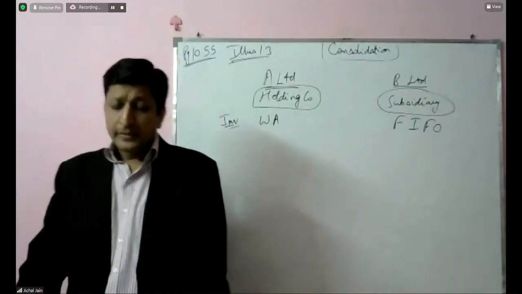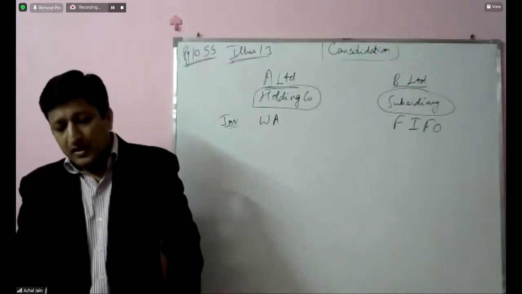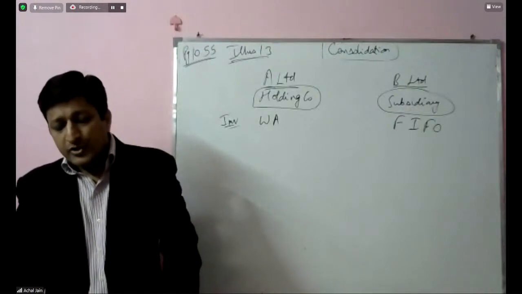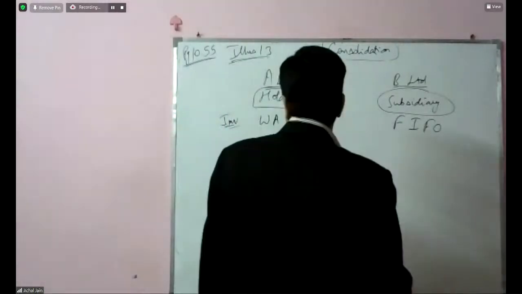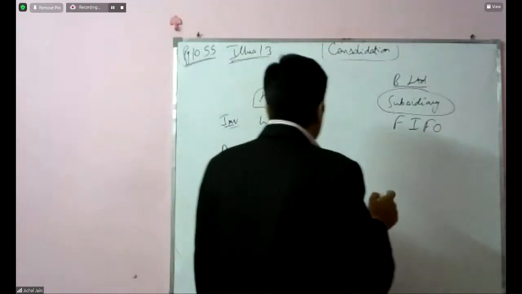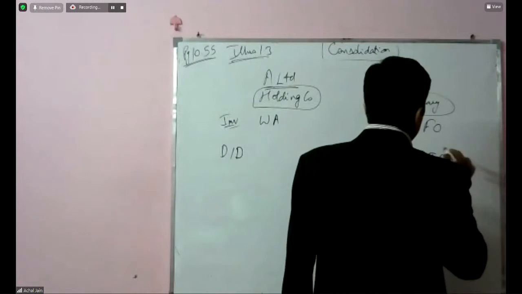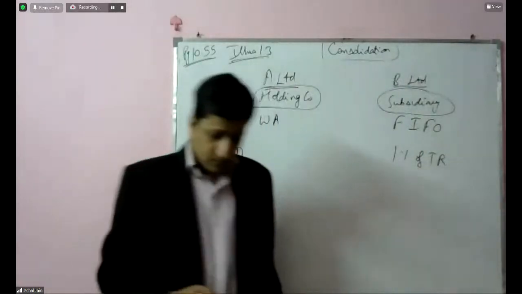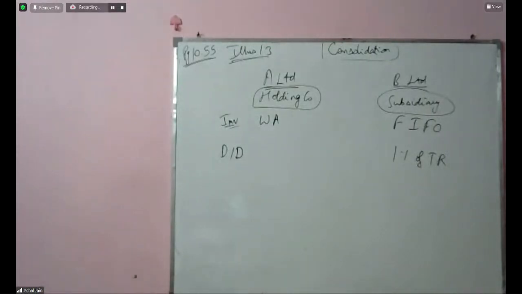Next, B Limited deducts 1% from trade receivables as a general provision against doubtful debts. For doubtful debts, B Limited deducts 1% of trade receivables. This is what B Limited does. It deducts 1% of trade receivables.